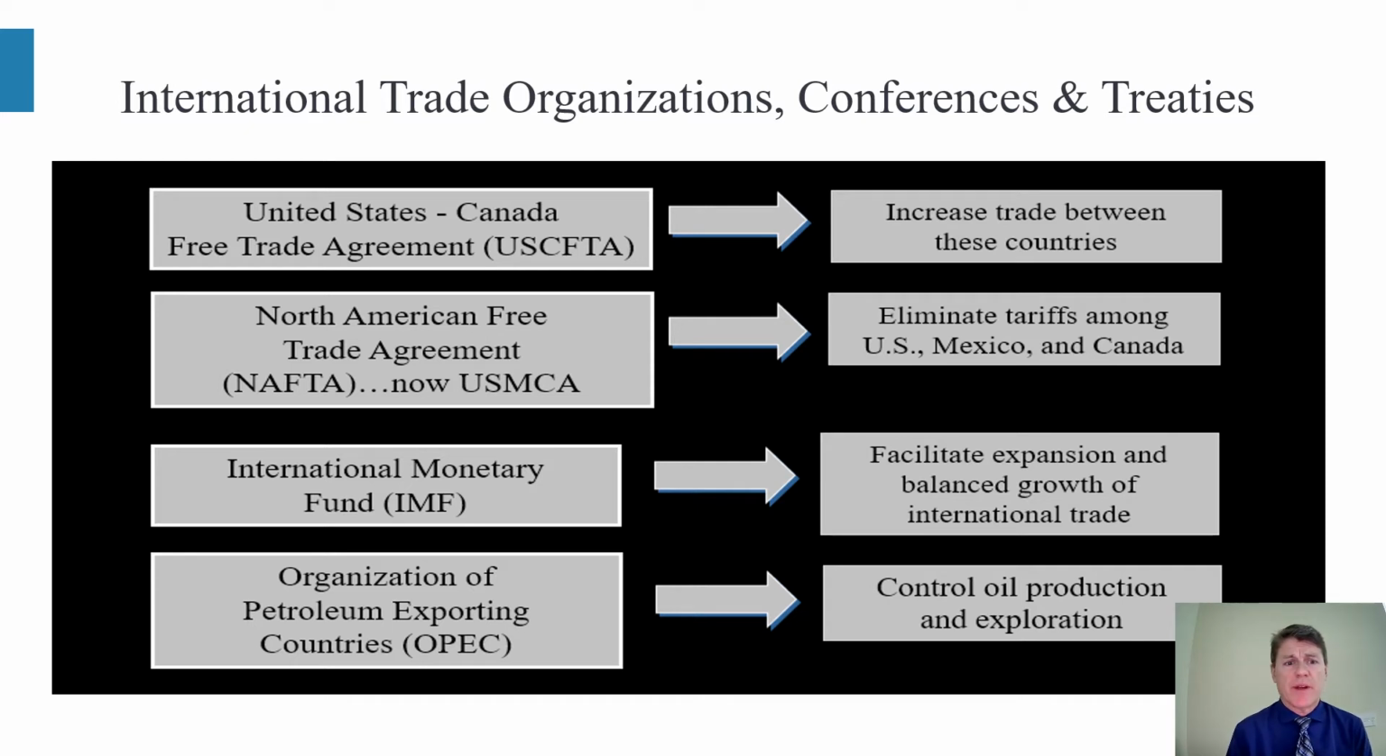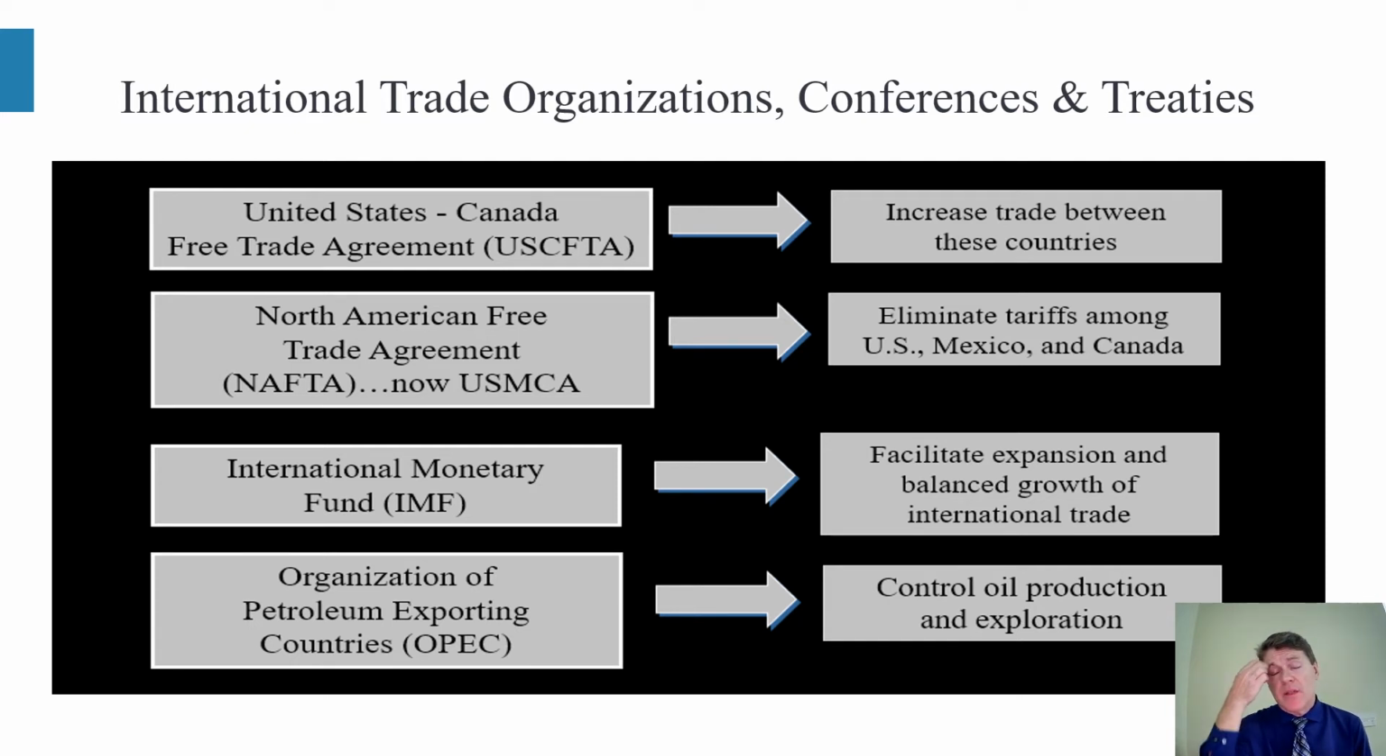The previous administration required some modifications for that free trade agreement, as well as a name change. And so now it's the USMCA, the United States, Mexico, Canada Agreement. And again, same purpose. We're trying to eliminate any type of barrier for trade among our three countries.